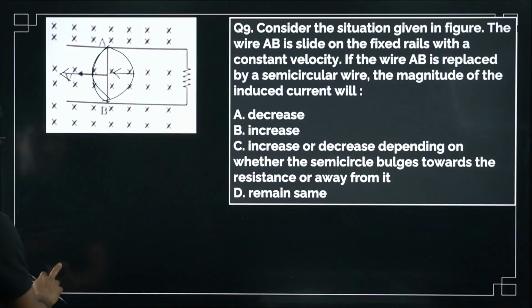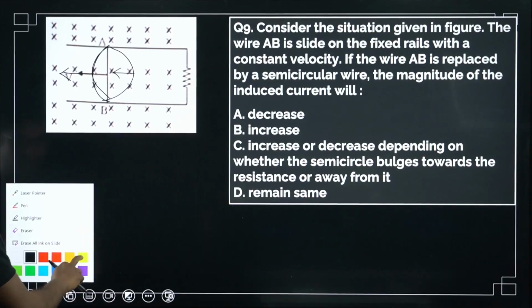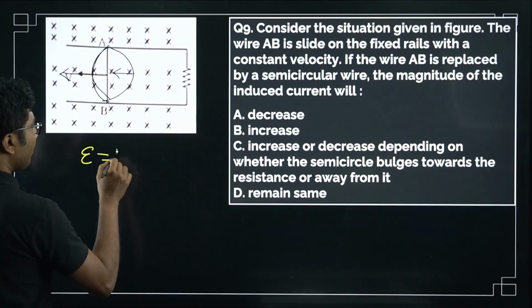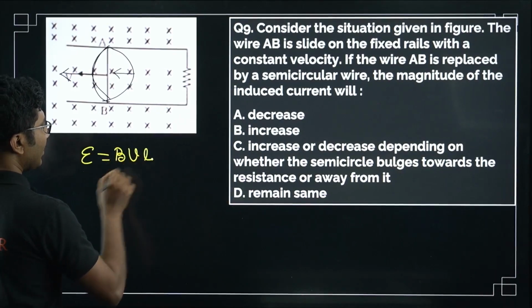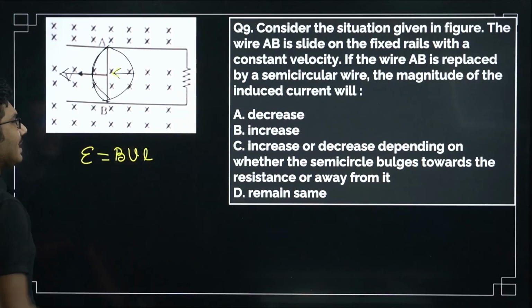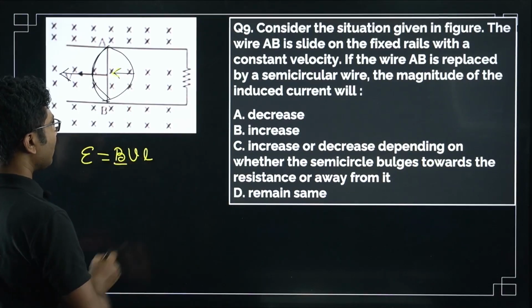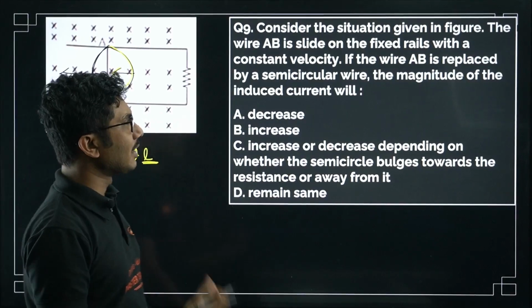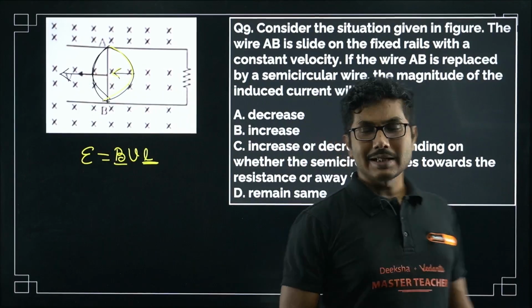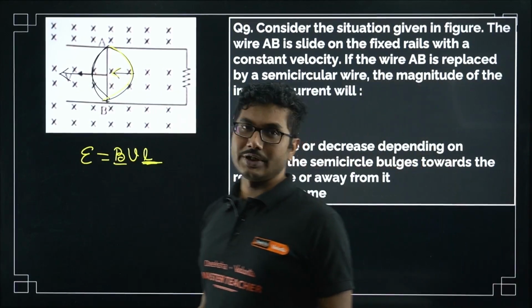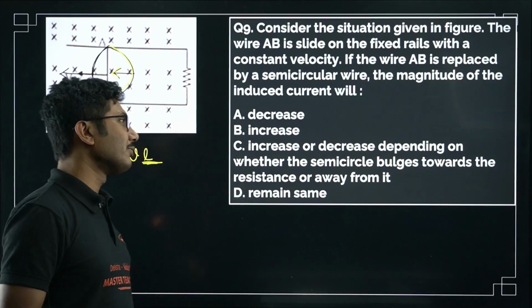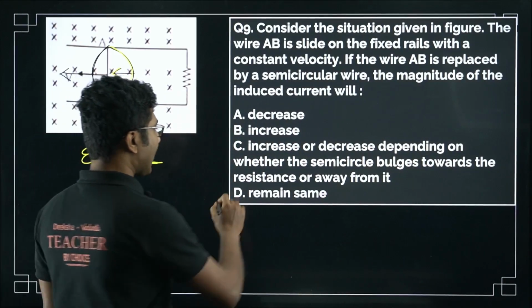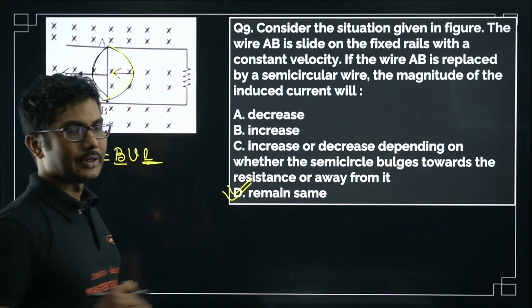So what is the formula for induced EMF? We know that induced EMF is BVL. Now if the speed V remains same, the magnetic field is constant, and L is same, okay, if the same rod is curved into a shape, as long as the length is not changing, the magnetic flux will remain same. So the magnetic flux will remain same, it will not change.